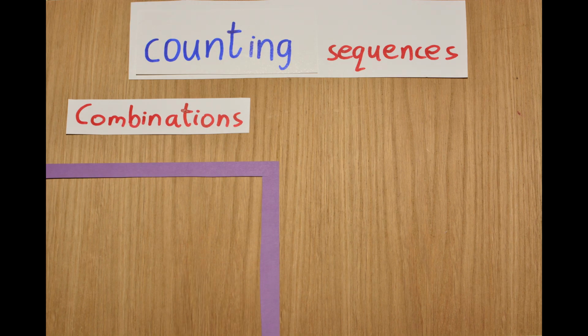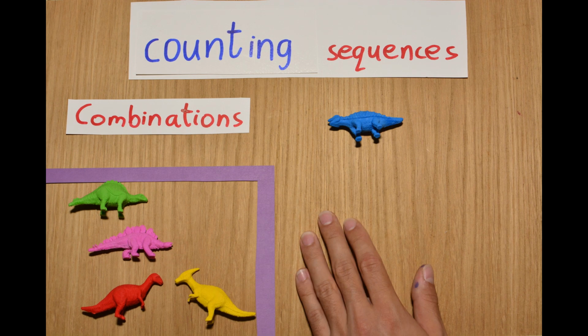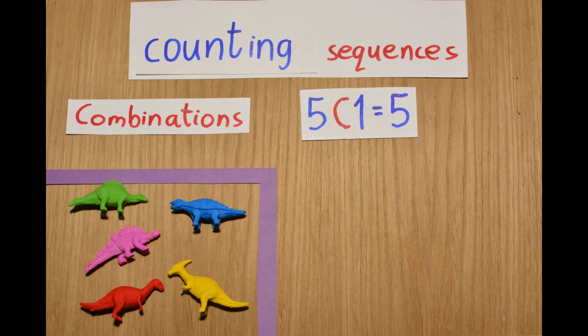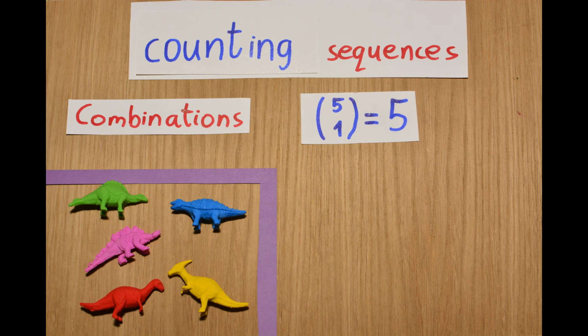Let's take combinations as an example. Combinations mean the number of ways in which I can choose a certain amount of items from a larger set. Since I have 5 dinosaurs, there are 5 ways to choose my favorite dinosaur. We read this as 5 choose 1 equals 5. 5 things and choose one of them. More commonly, we use the binomial coefficient to denote this number.